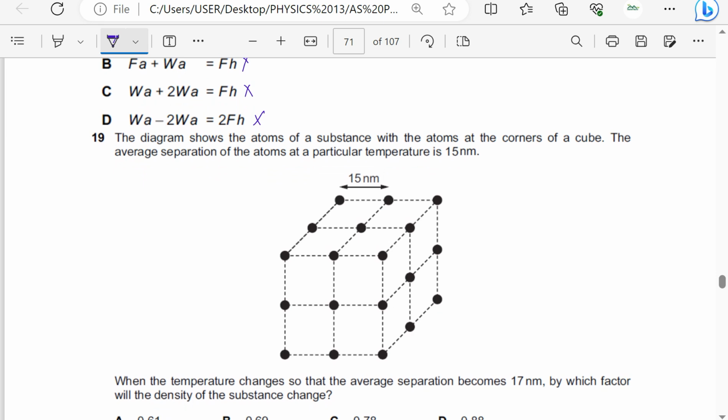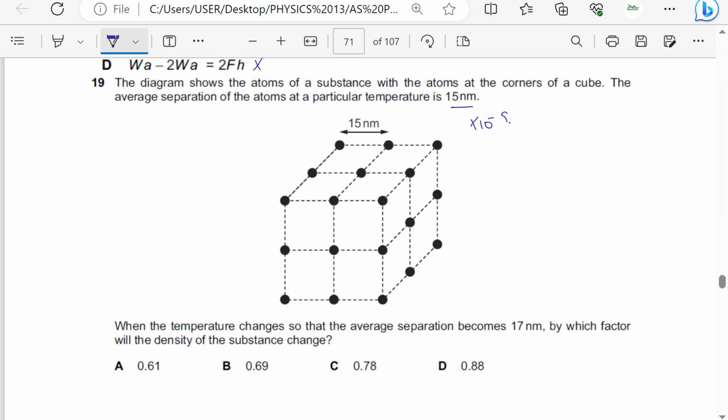The diagram shows the atoms of a substance with the atoms at the corners of a cube. The average separation of the atoms at a particular temperature is 15 nanometers, that is times 10 power negative 9. When the temperature changes so that the average separation becomes 17 nanometers, by which factor will the density of the substance change? So remember, density is equal to mass over volume.